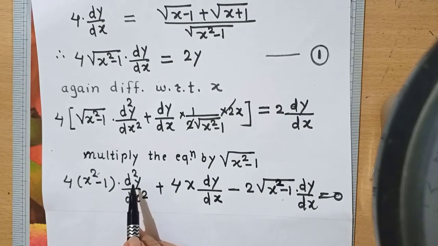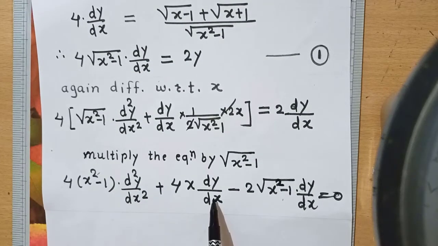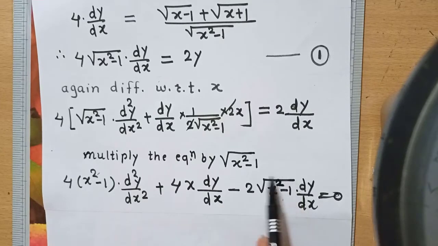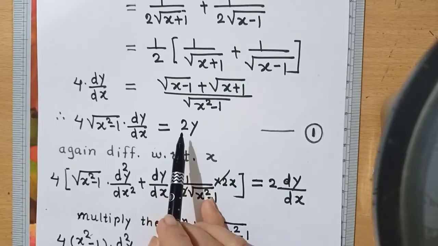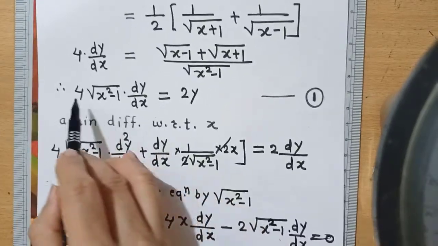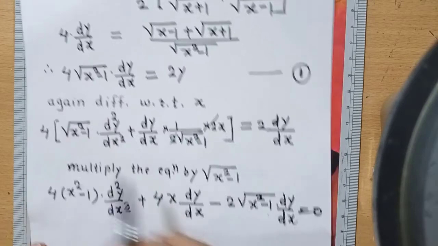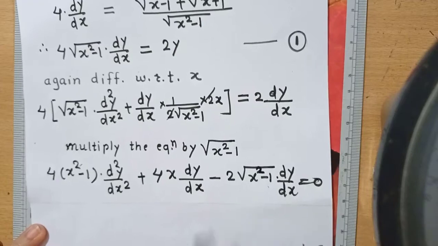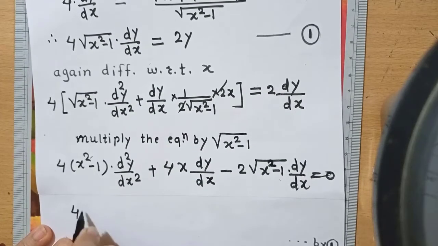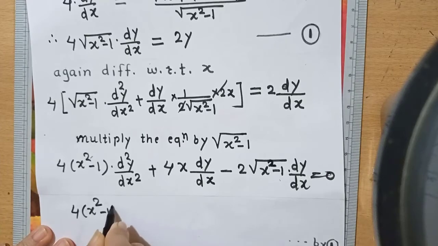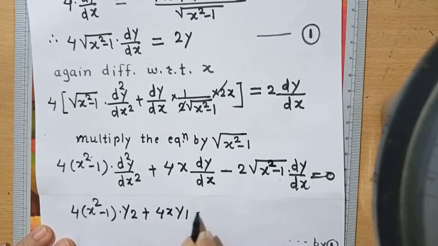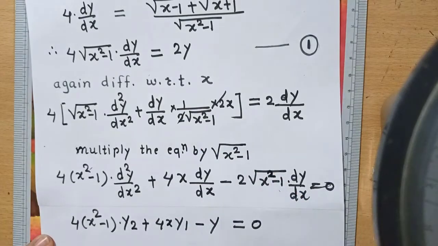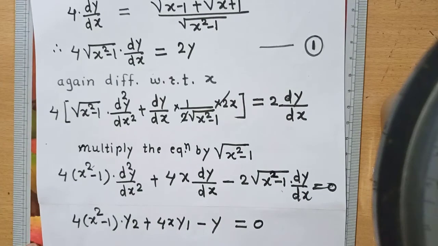Now instead of this we will write y2, instead of this we will write y1, and this whole term, see again equation number 1, by this we will divide by 2, then we have 2 root x square minus 1 dy by dx means y. So in the last step 4 into x square minus 1 into y2 plus 4x y1 minus y is equal to 0. We have written this by 1, and so this is our desired answer.